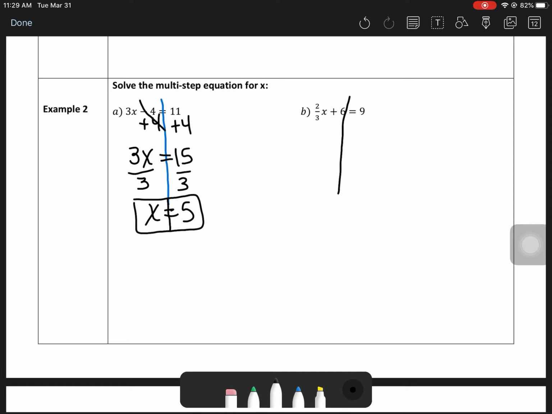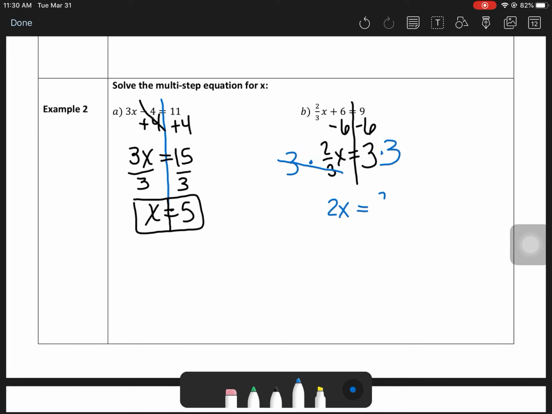In our next example, we want to leave the 2/3 x, and we want to do the opposite of 6, which is a negative 6. So we have 2/3 x is equal to 3. Now, remember the fraction bar means divide, so we're dividing by 3, so the opposite of dividing by 3 would be multiplying by 3. Times 3 and divide by 3 are opposite operations, so now we have 2x is equal to 9. And then to get rid of the 2, the opposite of multiply is to divide, so we're going to divide both sides by 2. So x is equal to 9 over 2, or we can put this as 4.5. And that would be our solution to this equation in example number 2.